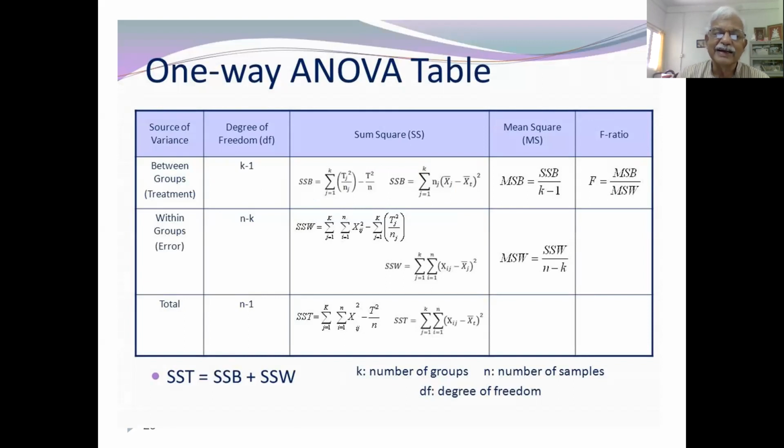This is a general table of ANOVA containing algebraic expressions for sum of squares, mean sum of squares, and F ratios. Sum of square total is sum of square within plus sum of square between. Sorry, sum of square total as given below the table is sum of square between plus sum of square within. This is what I told you earlier.